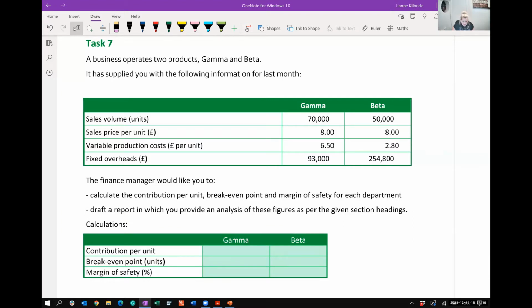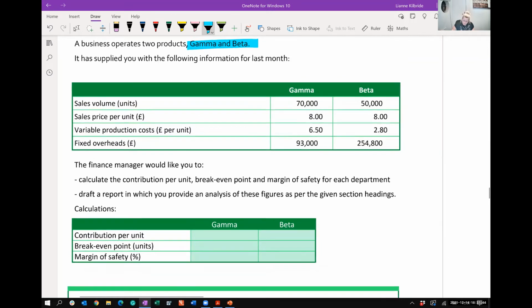It says here that a business operates two products, gamma and beta. A key point brought out by one of the students last week was that you get points for actually stating the names of the products in your report, because it makes the examiner aware that you've read the question in detail. So make note of what those products are called. It also tells us the information about last month.